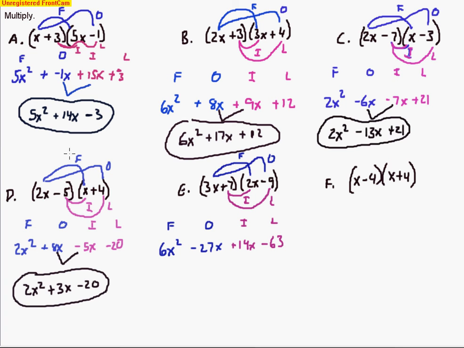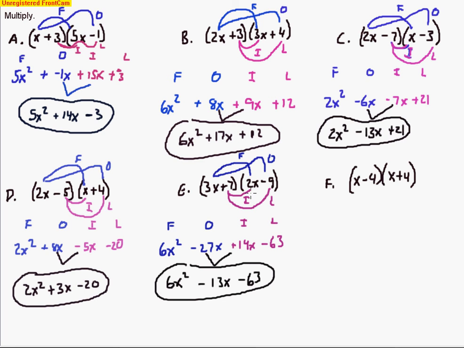So we go ahead and do some work there. We just collect those outer and inner terms. And again, when they're opposite signs like they were, we're going to end up subtracting those two numbers. More negatives than positives, so it's a negative 13x. And our last term is always negative when we have opposite signs in the two binomials.